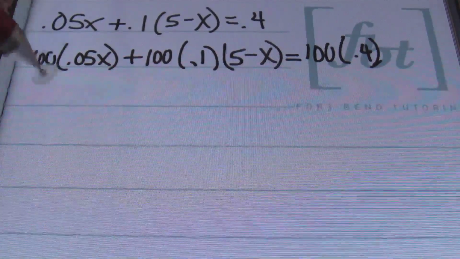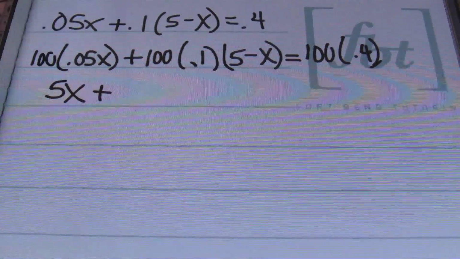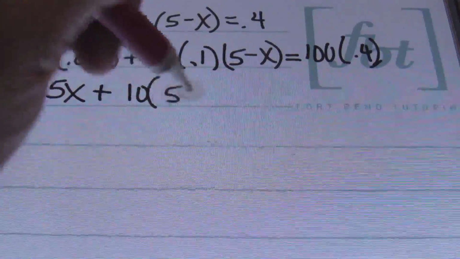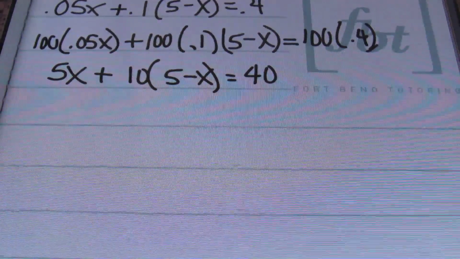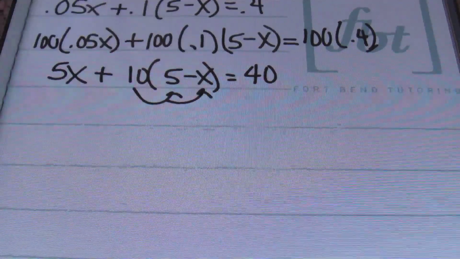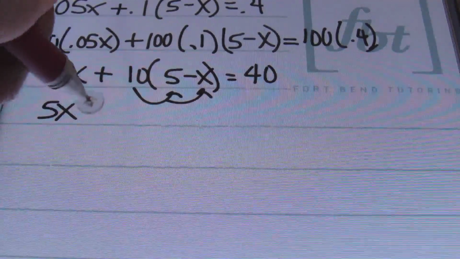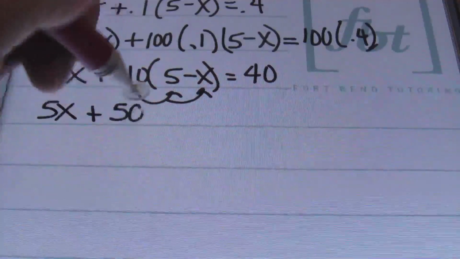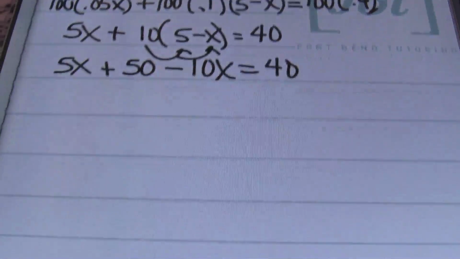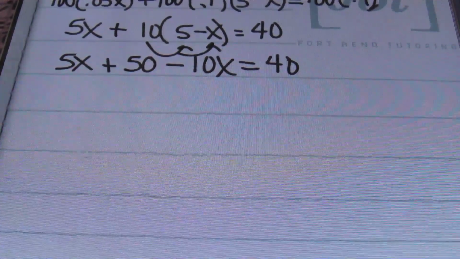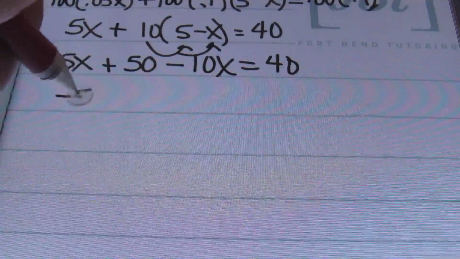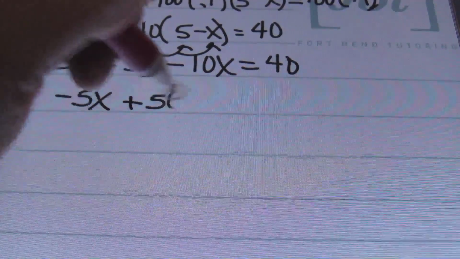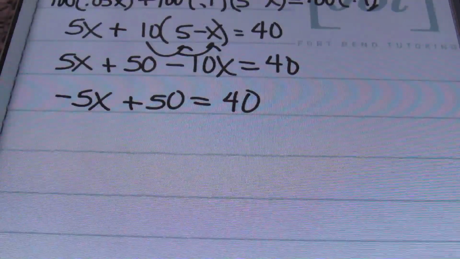So moving this decimal 2 places to the right, I end up with 5x plus 10 times 5 minus x, which is going to equal 40. Then I'll be distributing the 10, so I got my arrows popping, ladies and gentlemen. So I bring down 5x plus 10 times 5, which is 50, minus 10 times x, which is 10x. And then you bring down your equals 40, right? From there, I'll be combining my like terms. 5x minus 10x is a negative 5x. Bring down that positive 50, which equals 40, ladies and gentlemen.